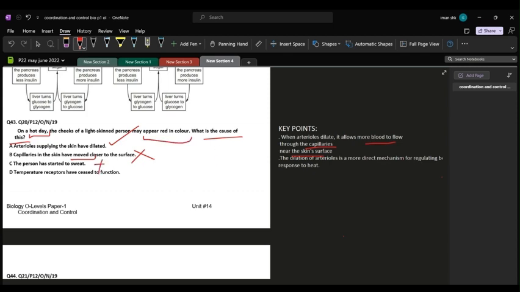And similarly, D cannot be the right option as well because it says that the temperature receptors have ceased to function. That means they've stopped detecting. If they've stopped detecting, how will the responses be generated? And it will be a problem for the body because it cannot maintain internal temperature correctly. So A has to be the right option because when the arterioles dilate, that means they widen in their diameter and more blood flow can be there, and so the cheeks appear red in color.